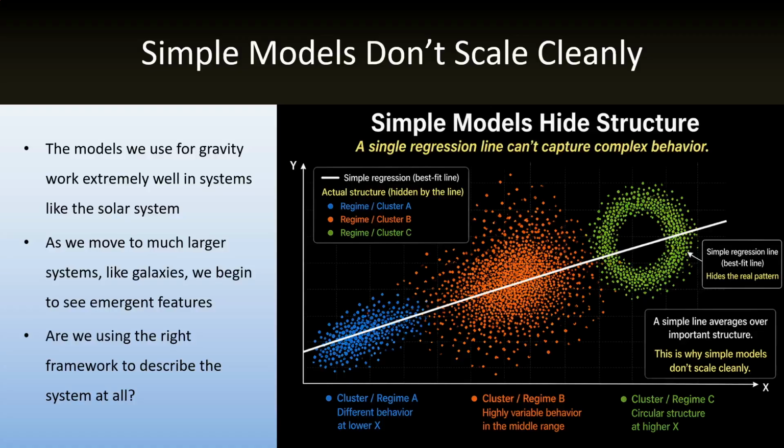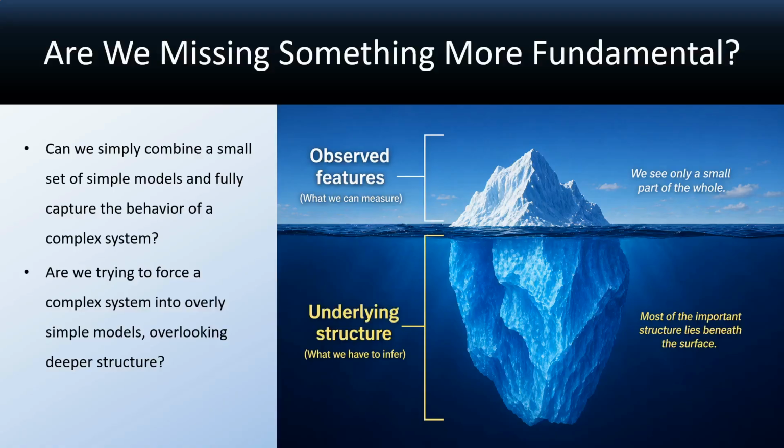Simple models don't scale cleanly. The models we use for gravity work extremely well in systems like the solar system, but they are still models, simplified descriptions of how we think nature behaves. As we move to much larger systems, like galaxies, we begin to see emergent features, including large-scale structure, persistent patterns, and stable configurations that aren't fully explained by simply extending those models. In complex systems, these kinds of patterns often come from interactions, constraints, and feedback, not just from a single rule applied at larger scale. So instead of continuing to adjust our existing models, we may need to step back and ask a more basic question. Are we using the right framework to describe the system at all? Are we missing something more fundamental?